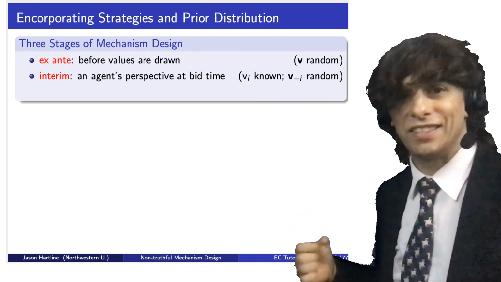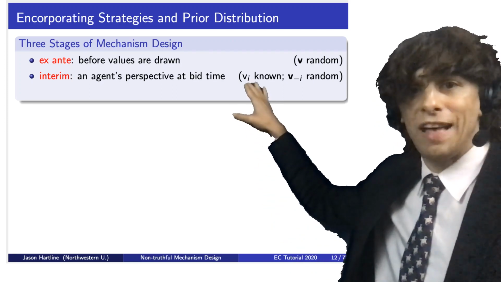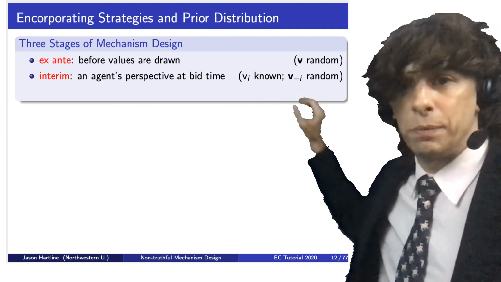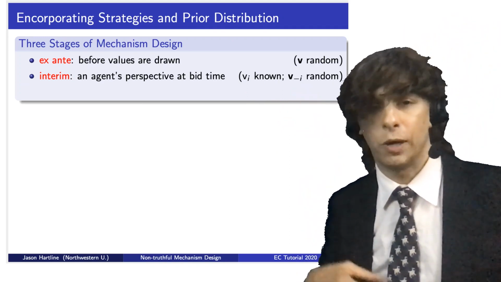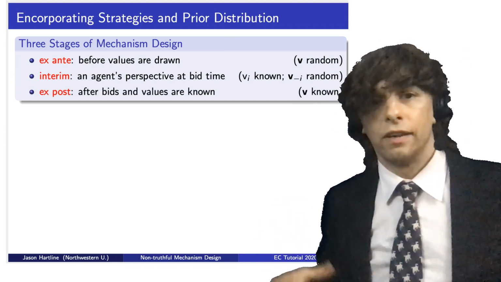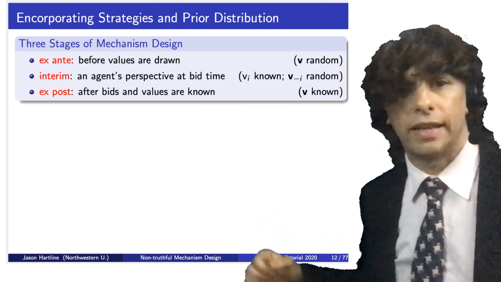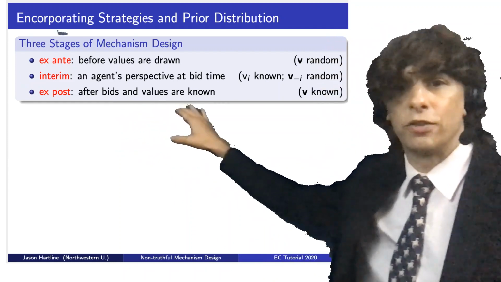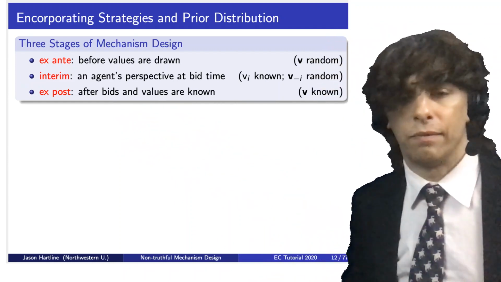At the interim stage, this is again the perspective of a bidder at bid time. That bidder i knows their own value, but believes the other values to be drawn at random from whatever distribution they're drawn from. So this is the interim stage of the mechanism where we're going to think about the agent strategy. And then if we want to observe what is actually happening, that's going to happen at the ex post stage, and this is after the bids and values are known, and we'll see exactly the outcome produced.